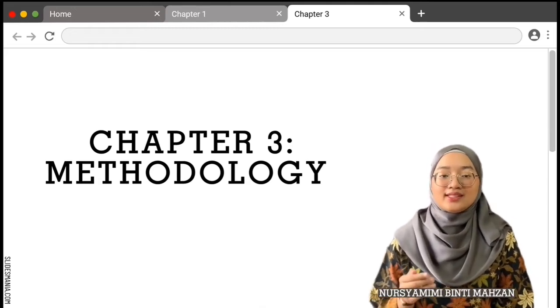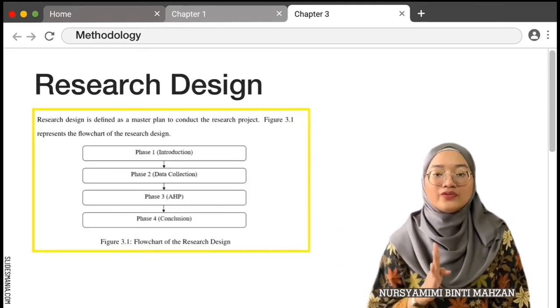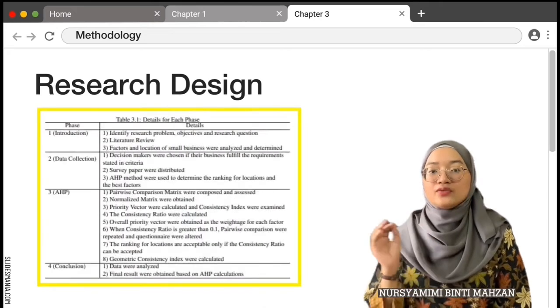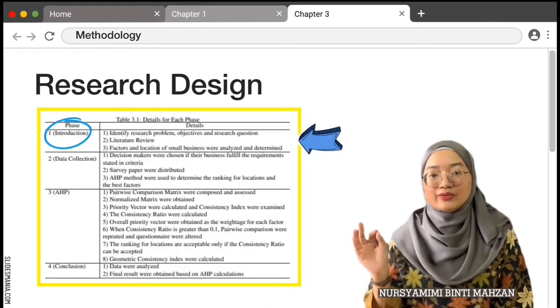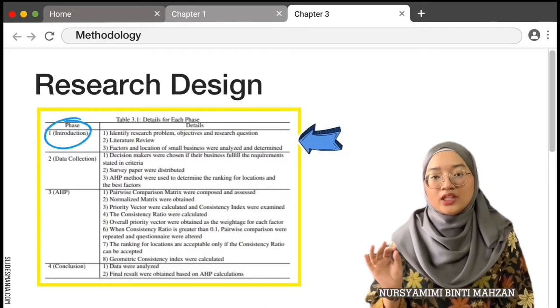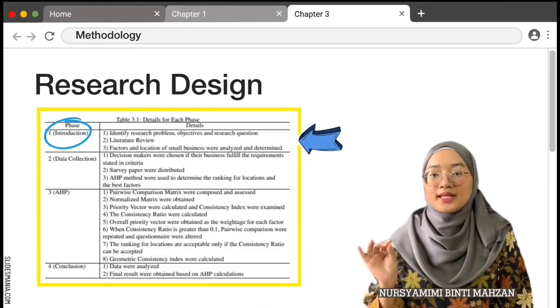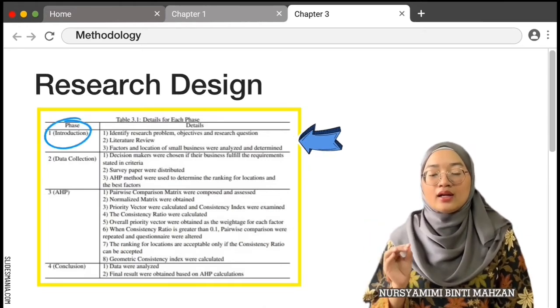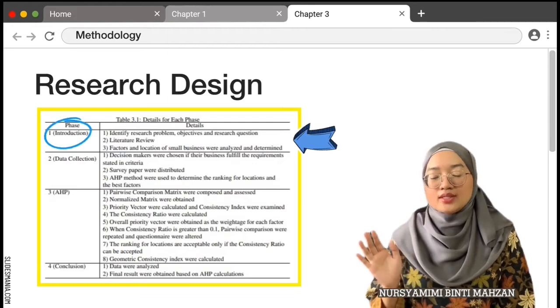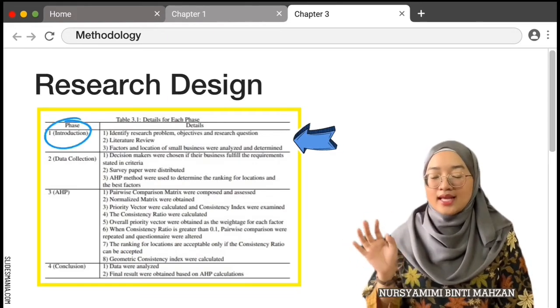Firstly, we'll be discussing the research design. There are 4 phases in research design. The first phase is the introductions. In this phase, the research objective, research questions, and problem statement were identified. The LR and also the locations and the factors were analyzed and determined.